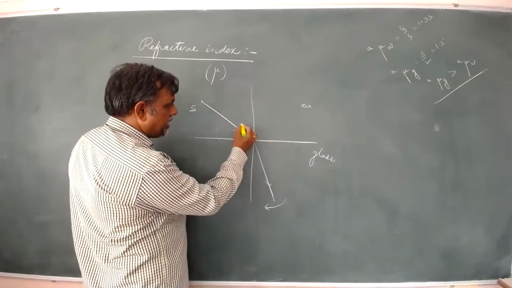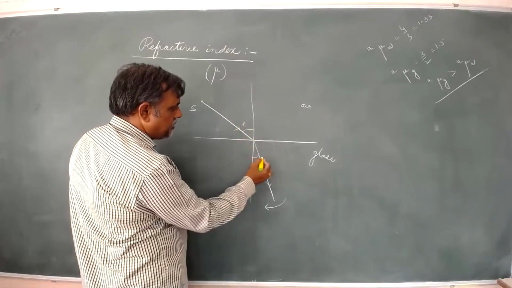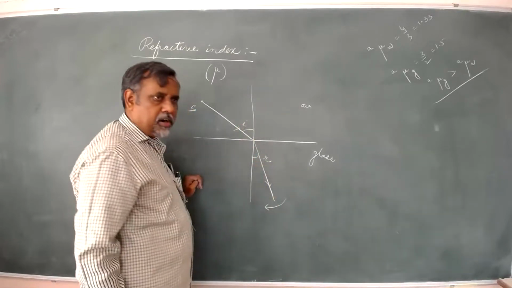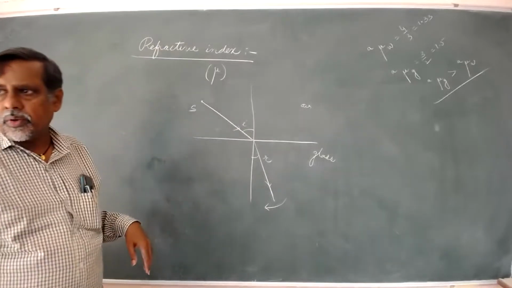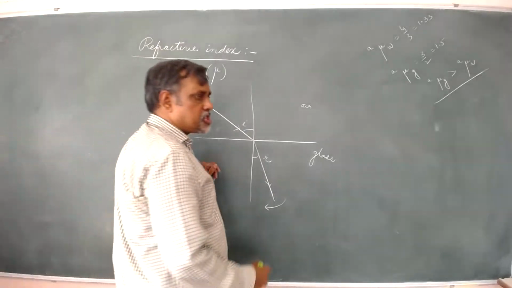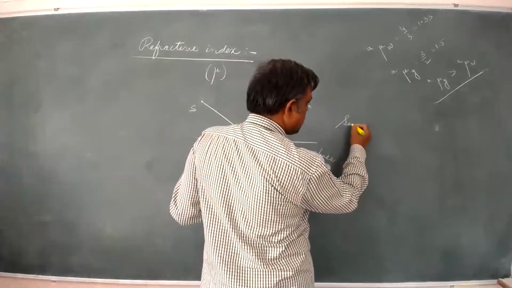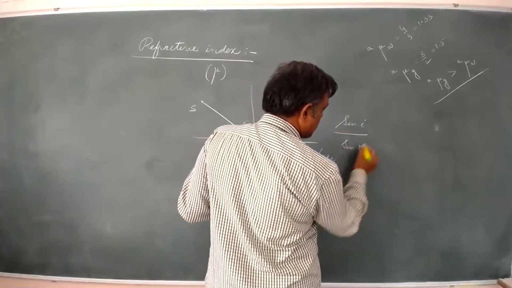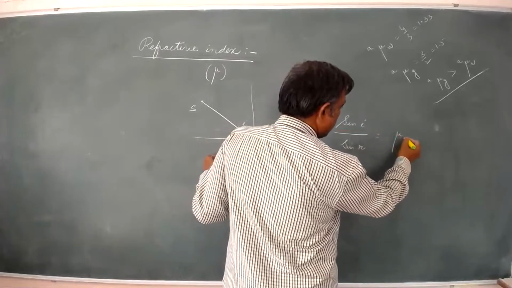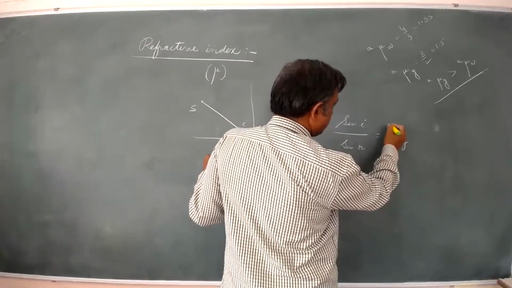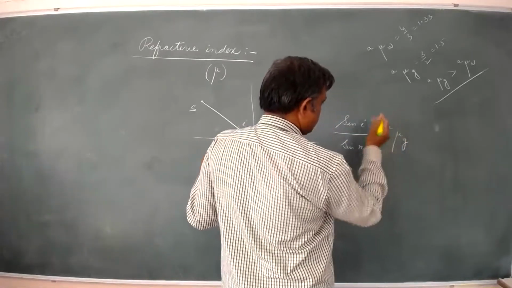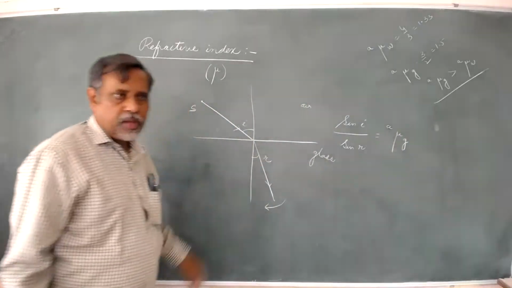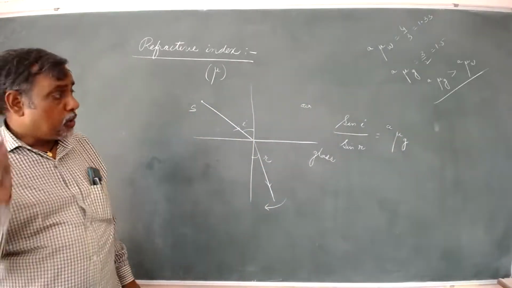This becomes the angle of incidence I. This becomes the angle of refraction R. Now, if you take the ratio of sine of the angle of incidence and sine of the angle of refraction, that is nothing but the refractive index of glass with respect to air. Right? I told you a small technique.